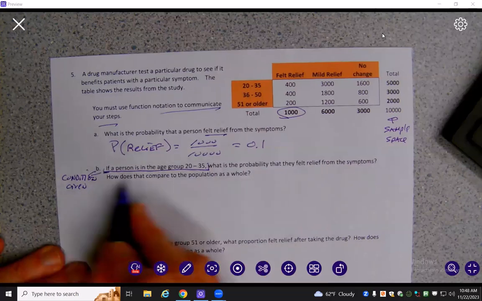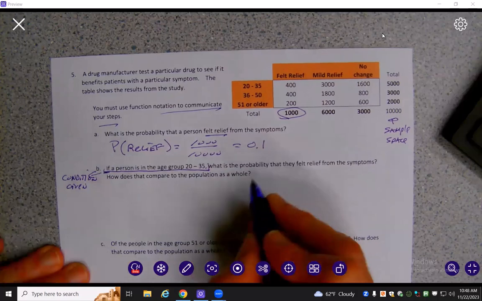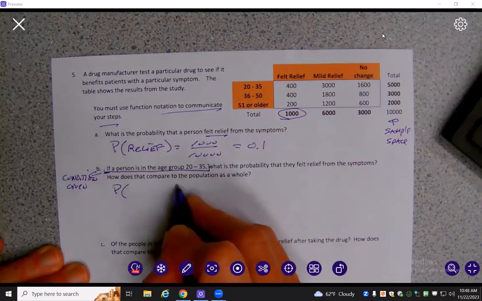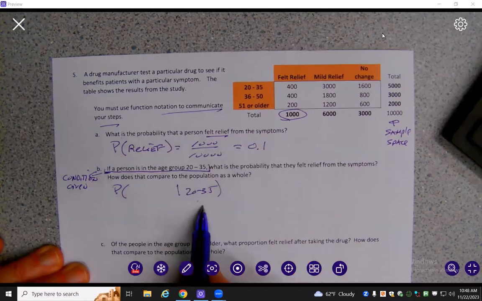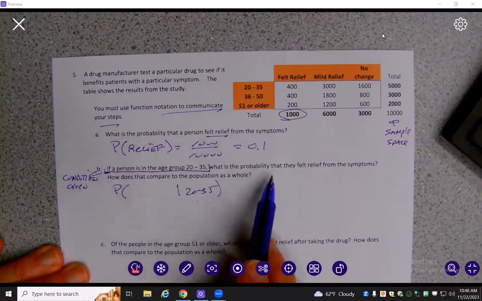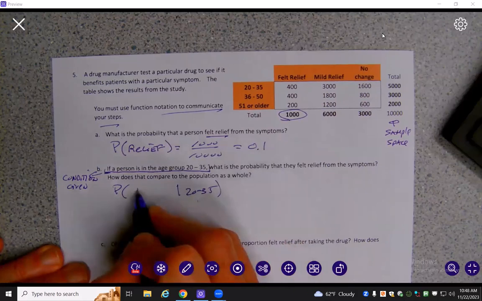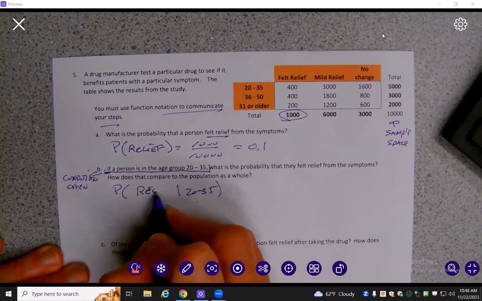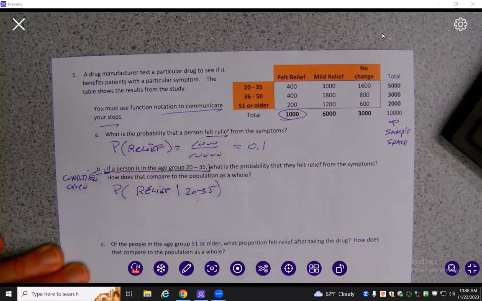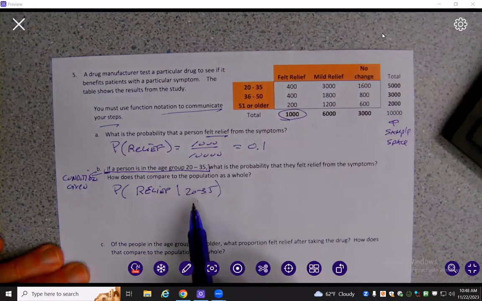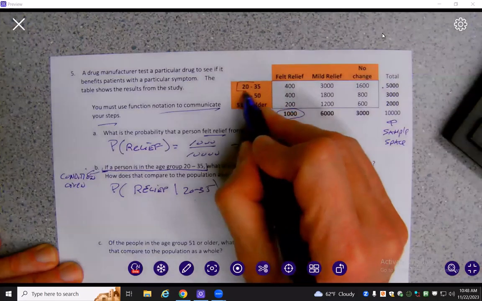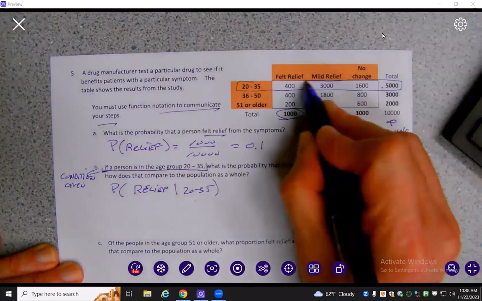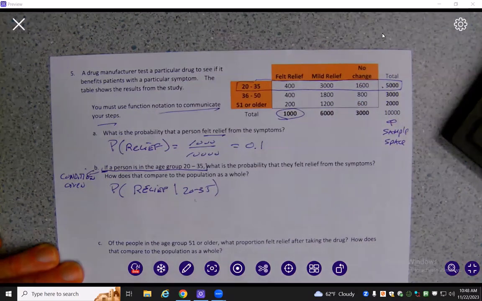So now the condition is if a person is in the age group 20 to 35. In other words, this is now the given, the 20 to 35. What is the probability that they felt relief from the symptoms? So the question is still about relief, but in this age group. So I'm not talking about the whole 10,000. I'm talking about 20 to 35. This is now the only thing I'm considering, the group 20 to 35. I'm not considering anything else.